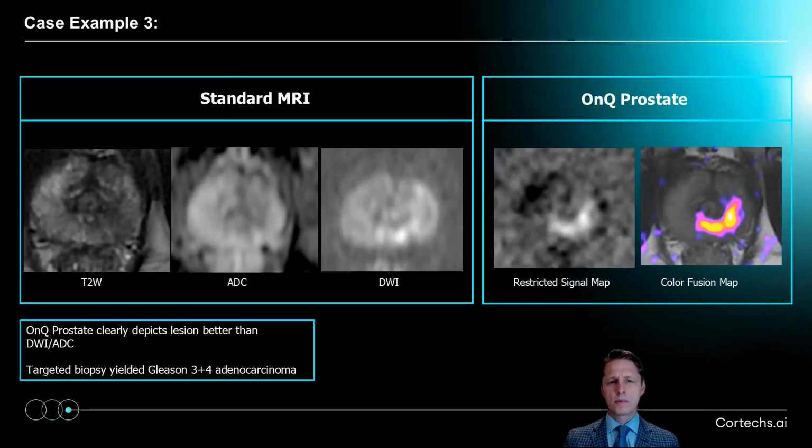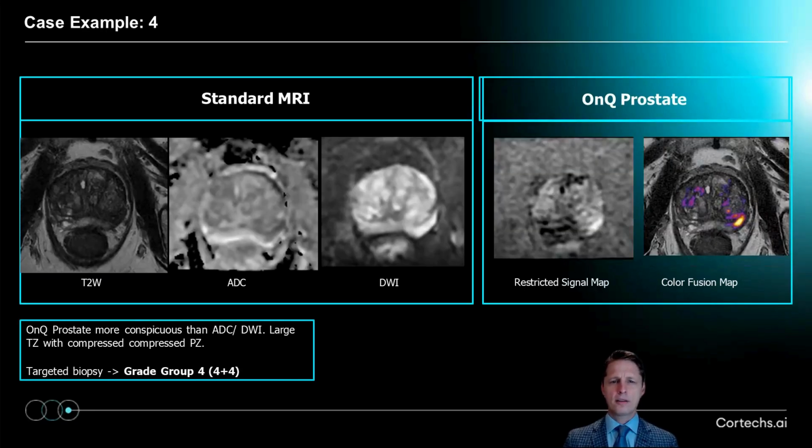For case 3, we've got the standard MRI and OnQ images where the OnQ Prostate clearly depicts the posterior lesion much better than the standard MRI. Targeted biopsy of the OnQ lesion yielded clinically significant 3+4 prostate cancer. And our last case, where, again, OnQ Prostate is much more conspicuous than the standard MRI. Targeted biopsy came back with a high-risk Gleason 4+4=8 prostate cancer.